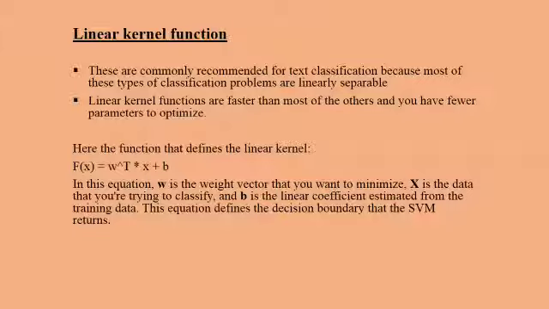Here is the mathematical expression. F of x is equal to w transpose times x plus b. In this equation, w is the weight vector that you want to minimize. Then x is the data you are trying to classify. B is the linear coefficient estimated from the training data. This equation defines the decision boundaries that the SVM returns.